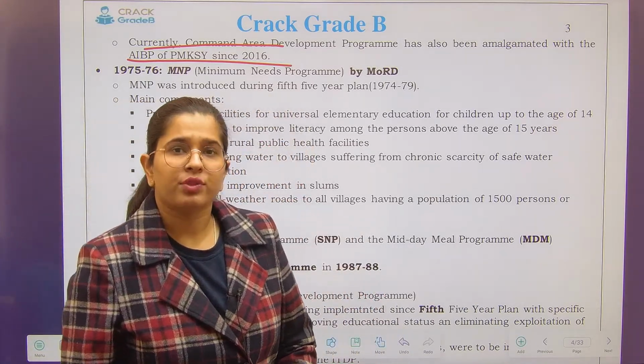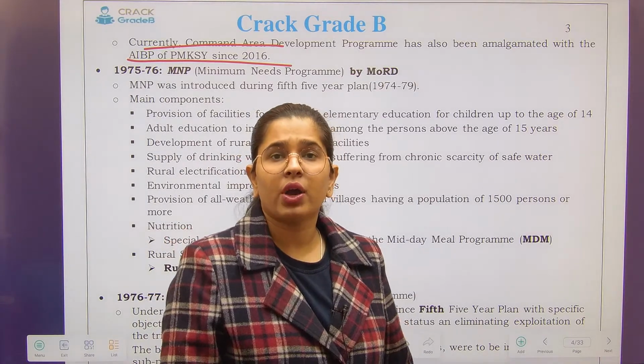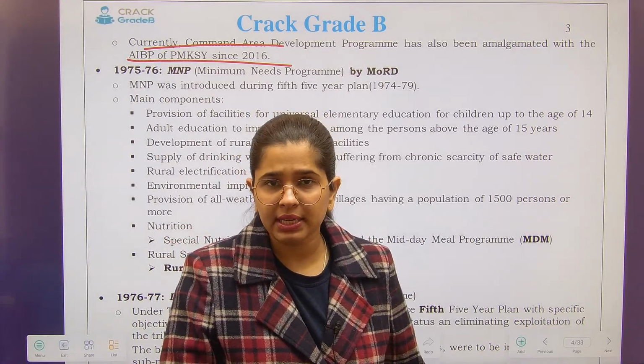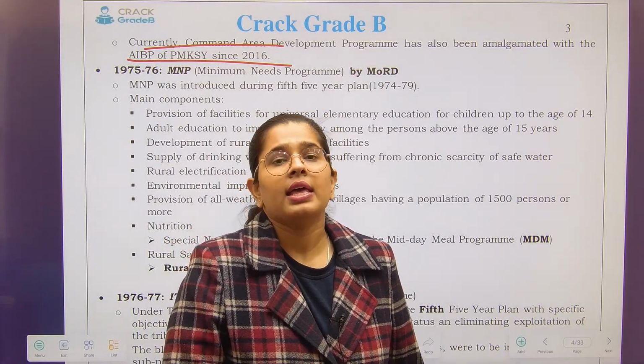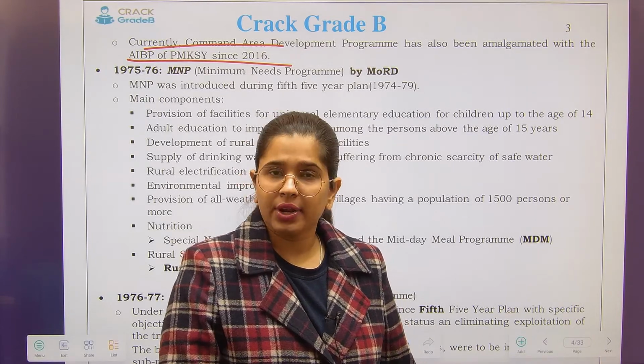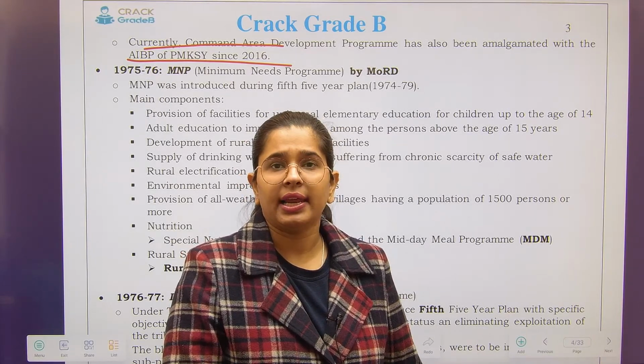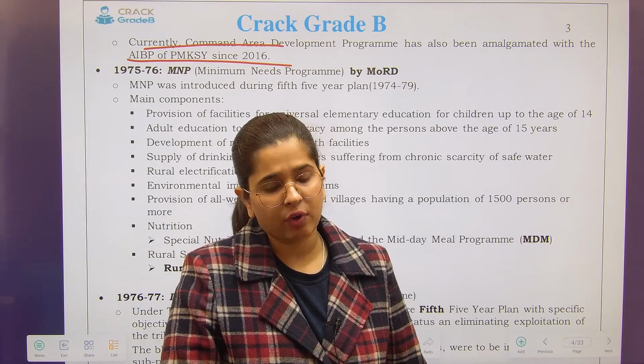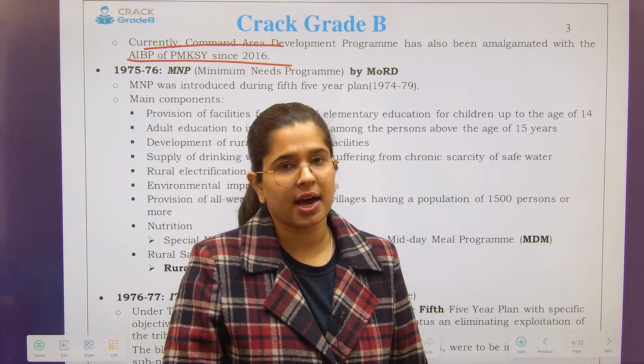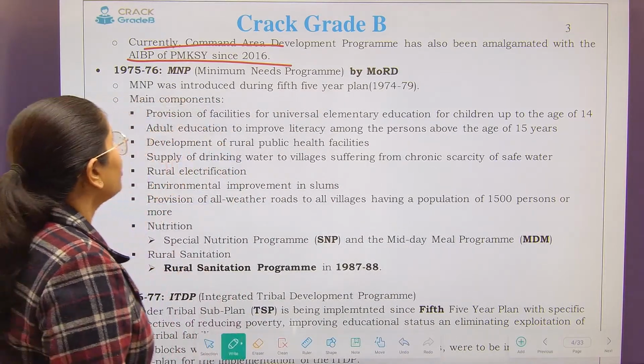Next is Minimum Needs Program by the Ministry of Rural Development. Under this program we are going to fulfill whatever the basic needs of rural households are. Children education, adult education, electricity related components, drinking water related components and all such things are included in it. So what are the components of it?